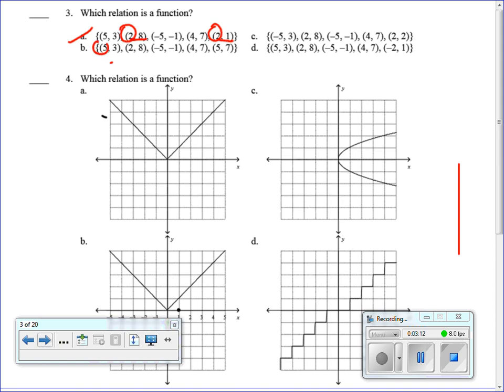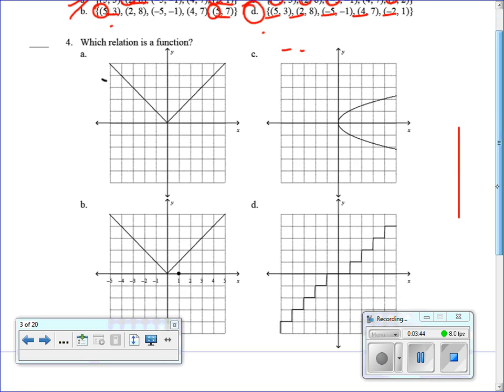In B, we can see that 5 is appearing twice, once with 3 and once with 7, so that would not be a function. Again, we get to C, and we see that negative 5 is repeating, and we also see that negative 2 is repeating. So that would not be a function. When we look at D, we can see that each of these is only occurring once in this table. So by our definition, that would be a function. So D would be our answer in this particular case.